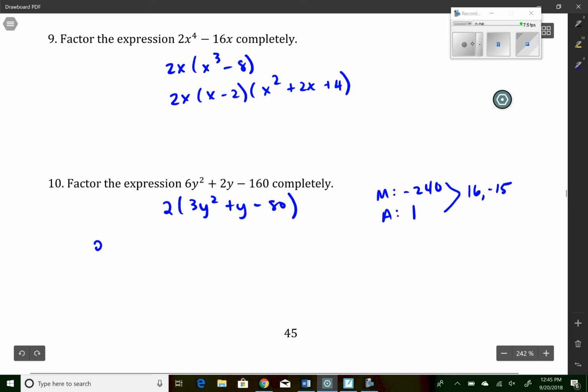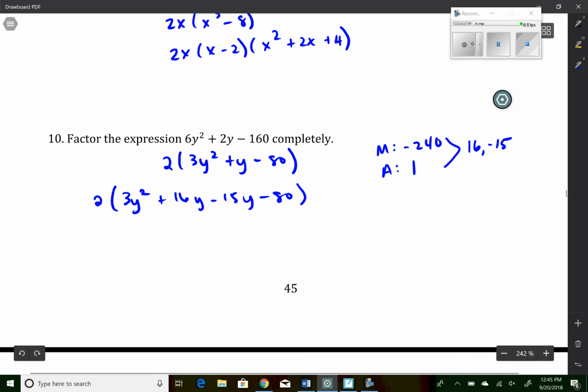So we can break that apart. Remember, the 2 just hangs out. So I have 3y squared plus 16y minus 15y minus 80. No GCF between 3 and 16, so just y, 3y plus 16. GCF here is 5, so negative 5, 3y plus 16. So my final answer is 2, y minus 5, 3y plus 16.